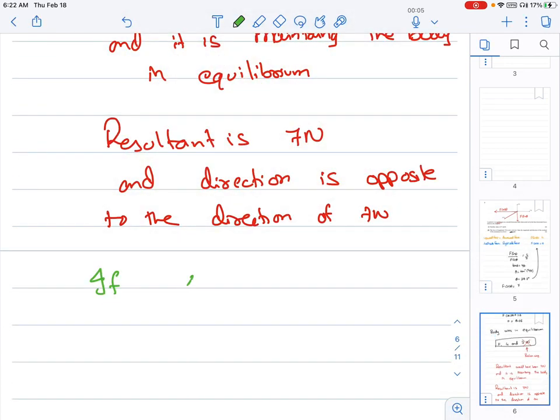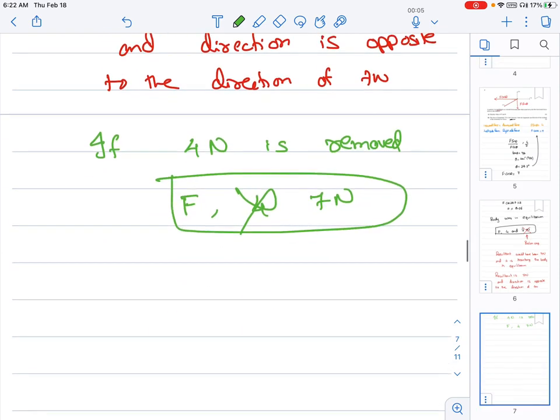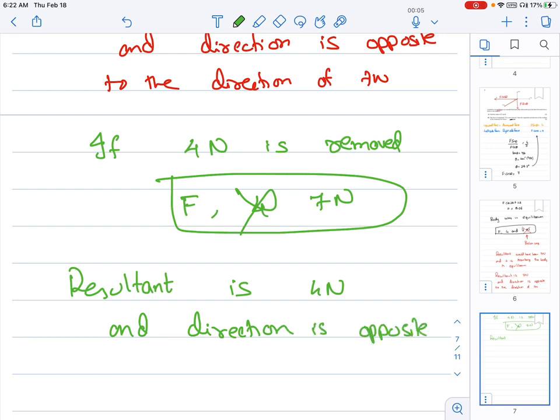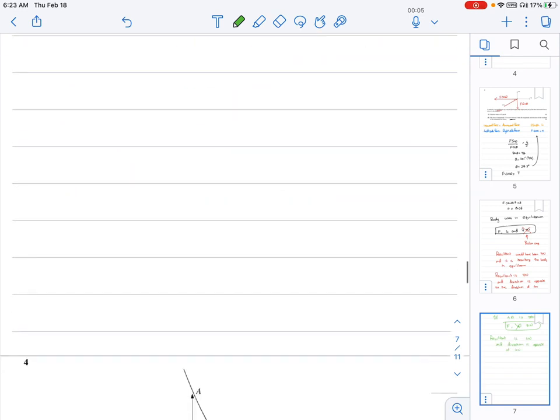Similarly, one more extension for this, though it has not been asked. If 4 newtons is removed, so we have F, 4 newtons and 7 newtons. These three, if 4 newtons would have been removed, the resultant will be 4 newtons because it would have moved in that direction. So resultant is 4 newtons and direction is opposite of 4 newtons. So it depends. If 7 newtons is removed, the resultant will be 7 newtons. If 4 newtons is removed, the resultant will be 4 newtons.